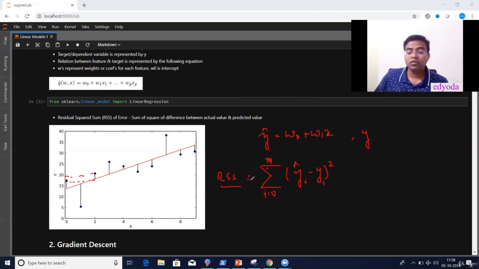What you have to do is find the line which has the least error. That's the objective, among all the possibilities. So this is your minimization function. This is what you have to minimize. For this we have gradient descent. Now let's understand how gradient descent works.